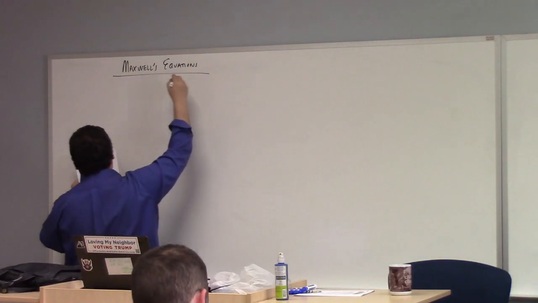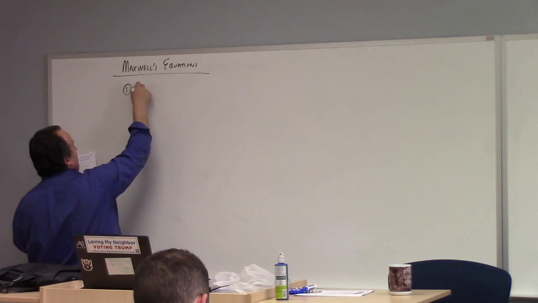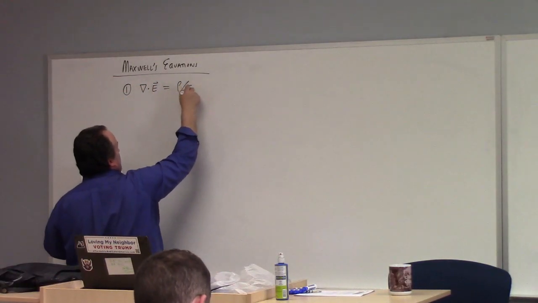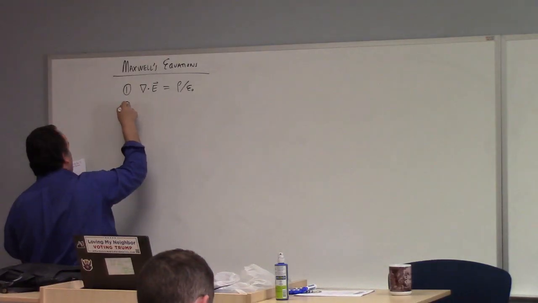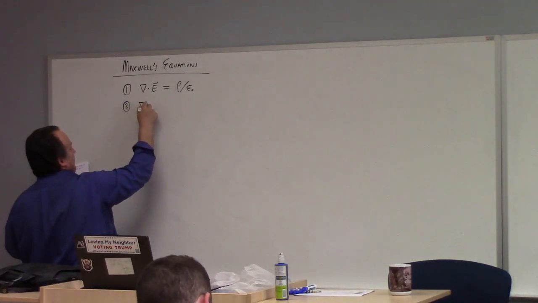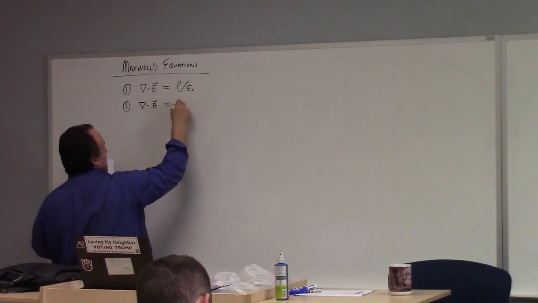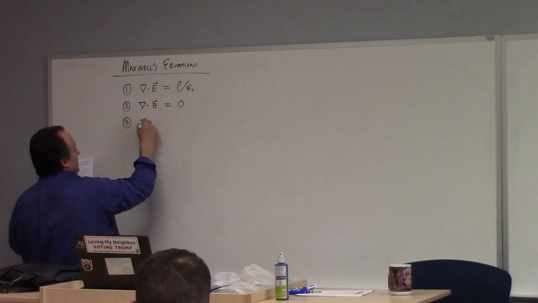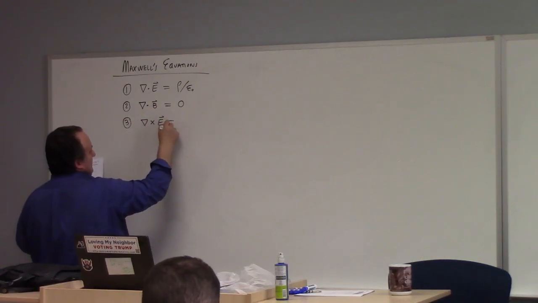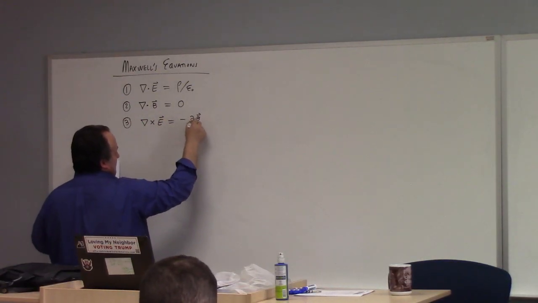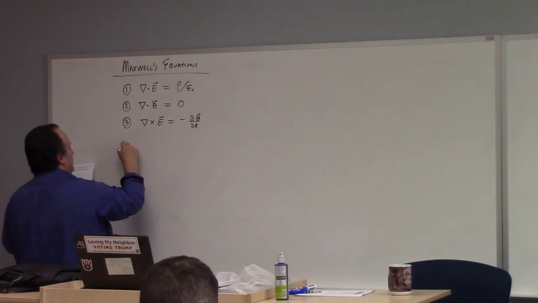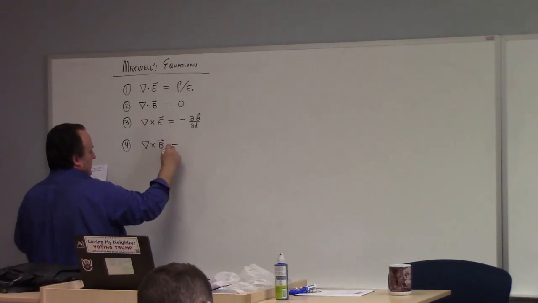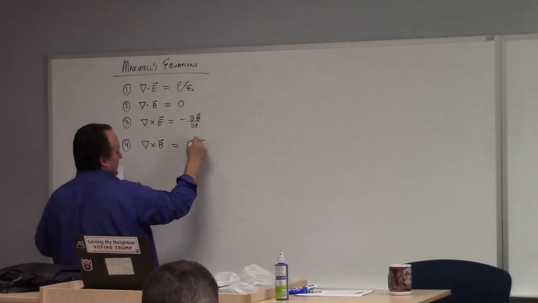All right, so we have number one, the divergence of the electric field is charge density divided by epsilon naught. Number two, we have the divergence of the magnetic field is 0. Number three, we have that the curl of the electric field is minus partial B partial T. And number four, the curl of B is equal to mu naught J.